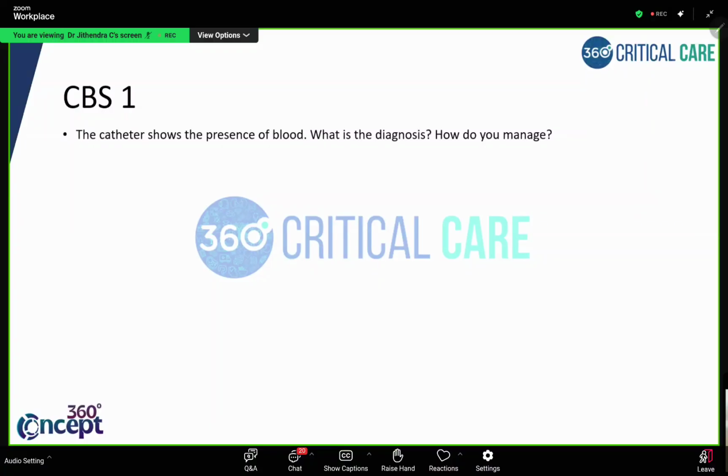So I've kept it very, very small. You don't get such small questions in your CBS in your real exams. I kept it small only because of the time constraint, because we have 4 topics to be discussed. So I kept it very small, but I can put a big case.